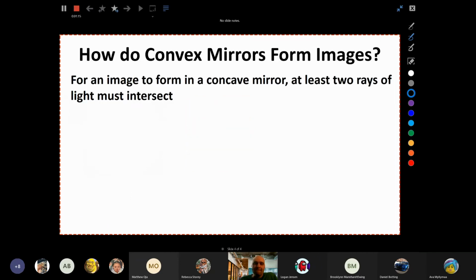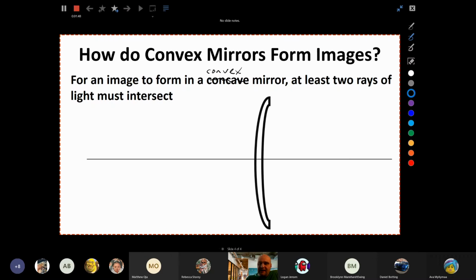Okay, so this is really just our one slide for this thing that we're going to have to copy now. And that should say convex. Reusing slides. So how do convex mirrors form images? For an image to form in a convex mirror, again, at least two rays must intersect. We'll look at all three, but we're just looking at the two. So on a piece of paper right now, draw your mirror, and notice it's now flipped around, and draw your principal axis. Do that.